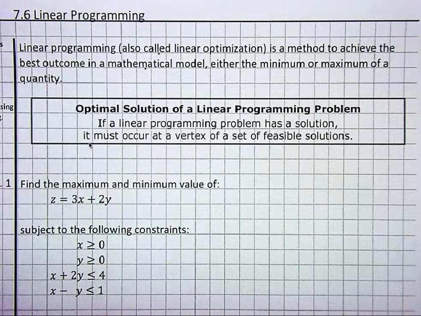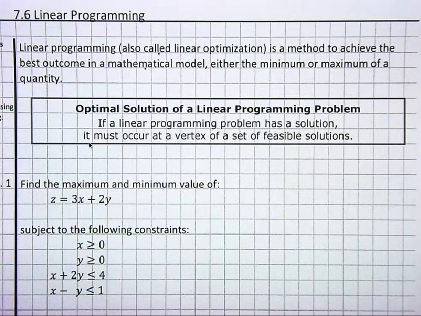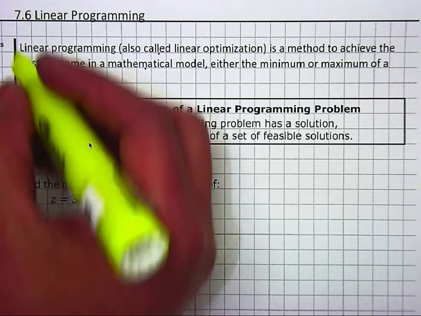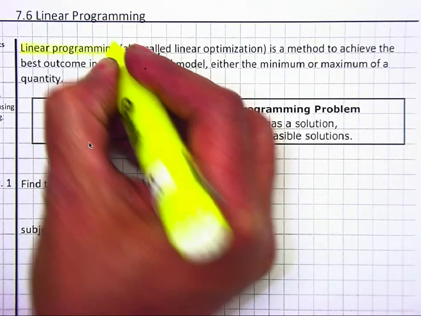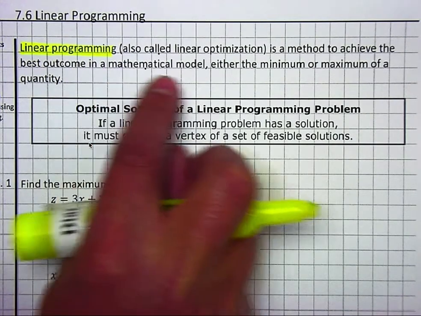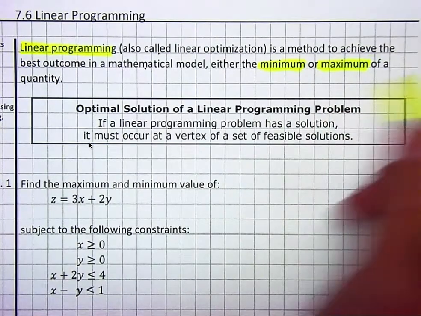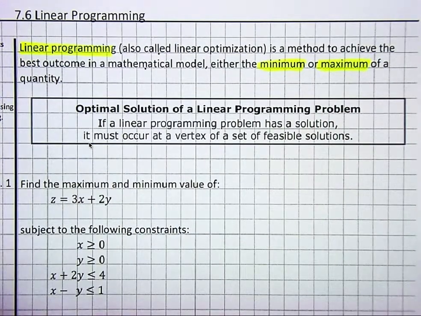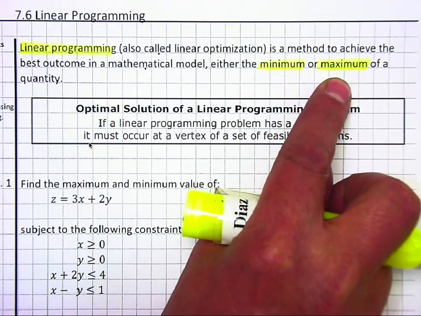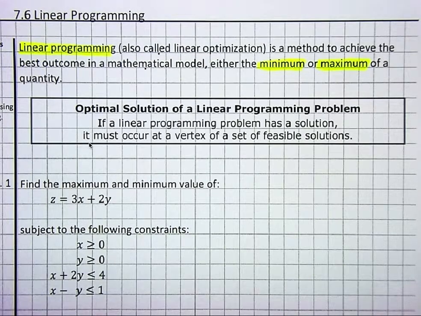Today we're going to continue with section 7.6, linear programming. Linear programming is a very easy concept dealing mostly with business applications. It's also called linear optimization. It's a method to achieve the best outcome in a mathematical model. We either want to find the minimum or the maximum value of a quantity. Most likely, it will be the cost, the profit, how much you sell, is what we're going to be looking for.